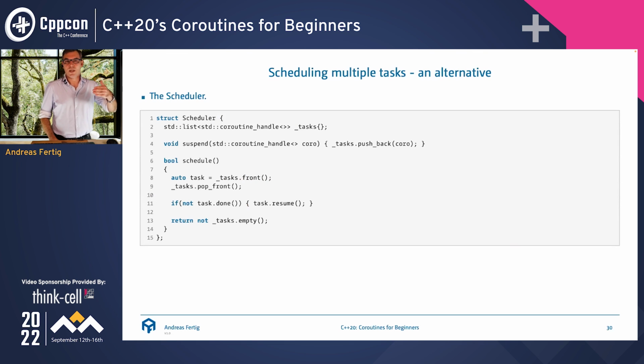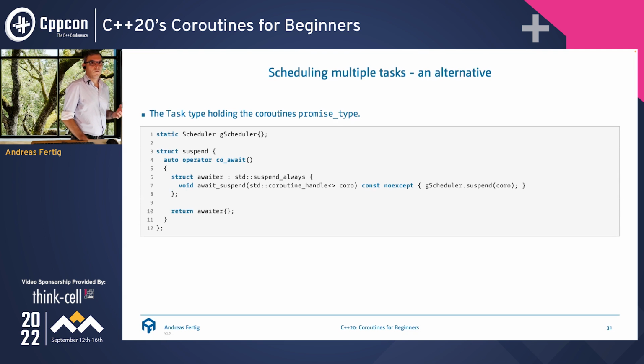My scheduler implementation changed also slightly. I still have a std list of coroutine handles, but now in line number 4, I also have a function called suspend. That one takes a coroutine handle and calls push_back on my std list, pushing that coroutine handle back to the list. And then in line number 6, my function schedule, that's the same as before, pulling one coroutine handle out of the list, resuming it if it's not already done, and then returning whether the list is already empty or not.